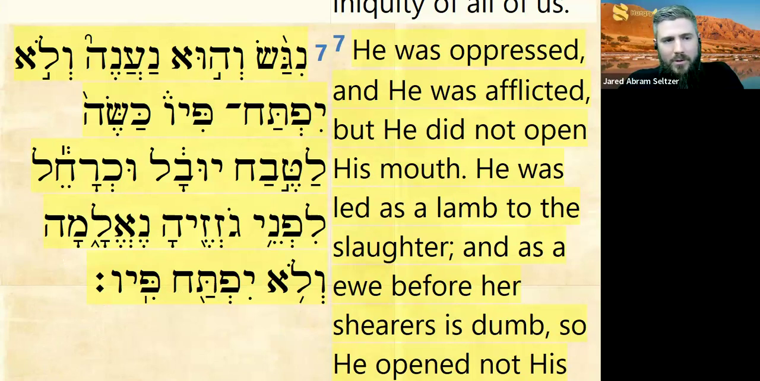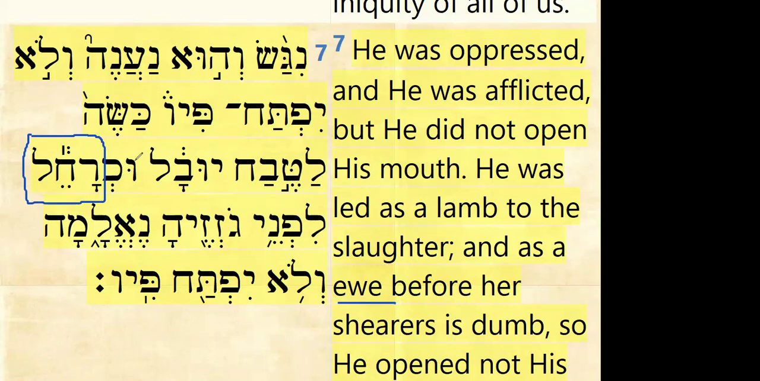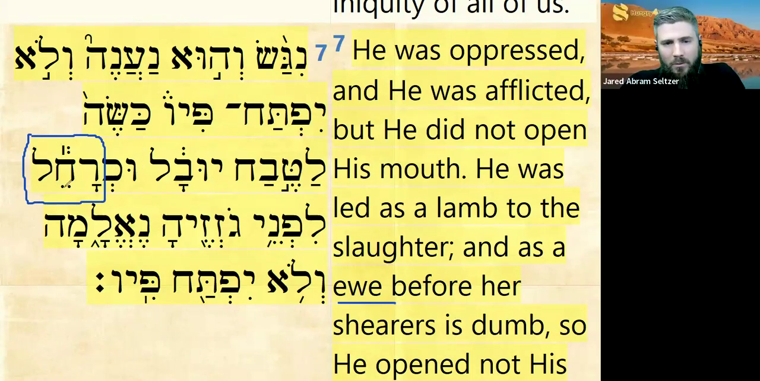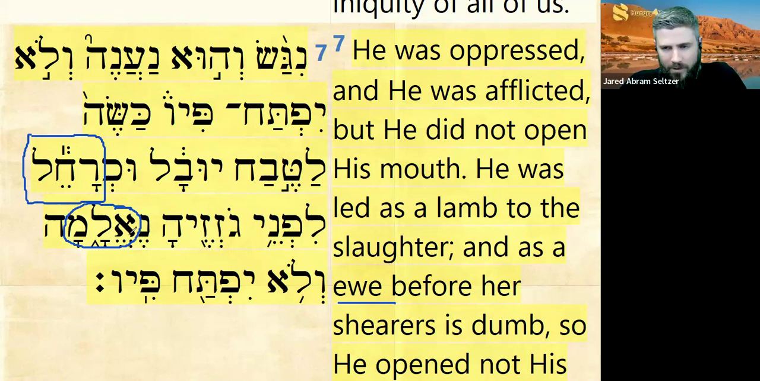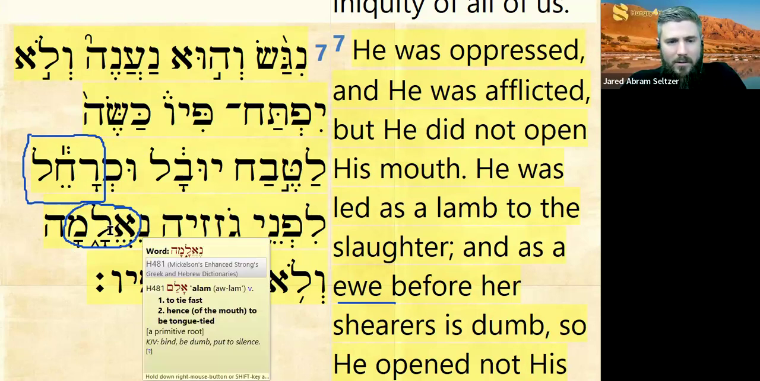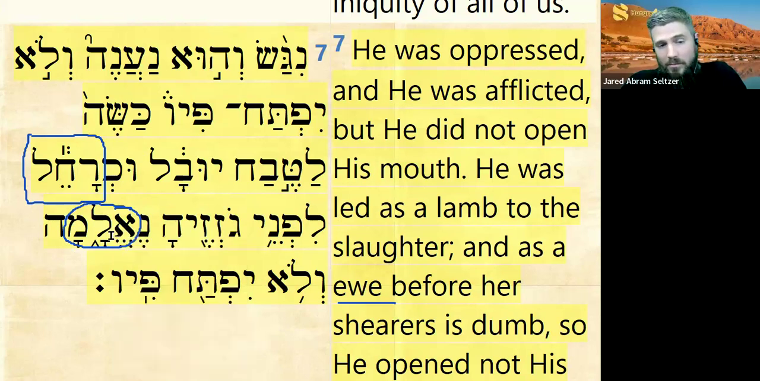Uchrachel. This is an interesting bit right here. Most people don't know that Rachel, her name is a ewe lamb. Yeah, I knew that. Uchrachel, like a ewe lamb, lifne gozezeha. Gozez is a shearer. So before her shearers, ne'elama. This is with an aleph. It's not ayin lamed mem alam, but rather aleph lamed mem. They translate it as silent. Says here to be tongue-tied or to tie fast. Okay, so maybe tongue-tied, dumb, quiet, silent.